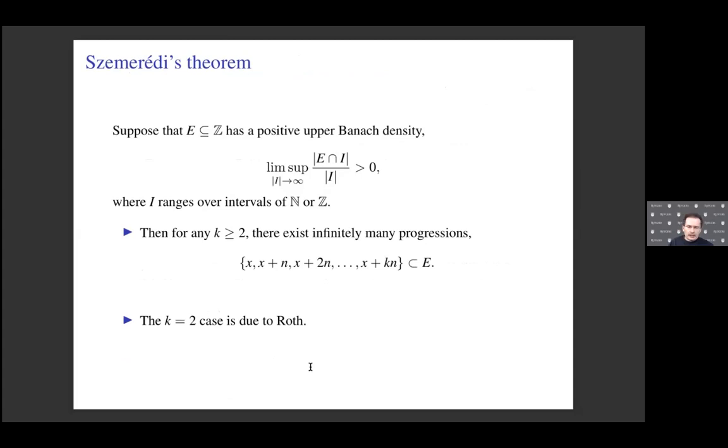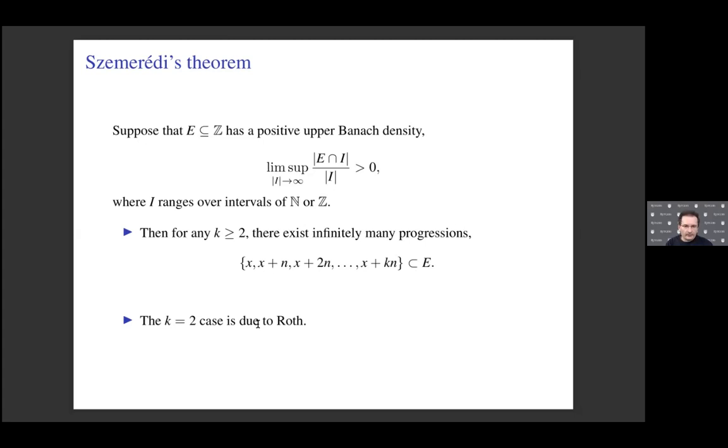if we have a set of integers which has positive upper density, which means that it satisfies this inequality, then Szemerédi was able to prove using some graph theoretic tools that for any k, there exist infinitely many progressions in the set E. The case k equals 2, the progressions of length 3, was established by Roth in 1953 using some Fourier analytic tools, which are limited to the arithmetic progressions of length 3.